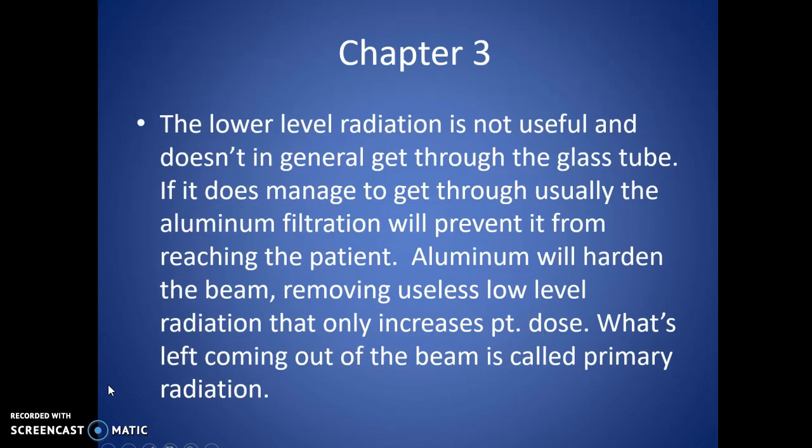Really, what comes out of the X-ray tube is going to be a mixture of, I would say, high energy radiation as well as low energy radiation. Those lower level radiations are really not useful at all. Generally, they don't even get through the glass tube if they don't have much power to them, but some do manage to get through that. Usually, the aluminum filtration at the end of the tube will prevent it from reaching the patient. Aluminum will basically harden the beam, so it'll remove those low level, long wavelength radiations that only increase patient dose. What's left coming out of the beam is called your primary radiation.